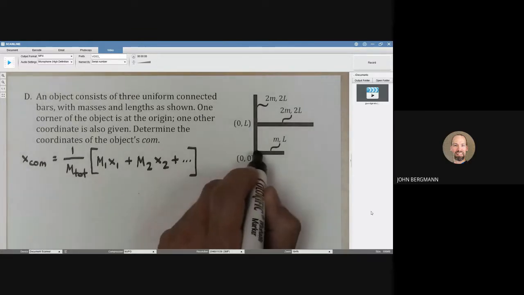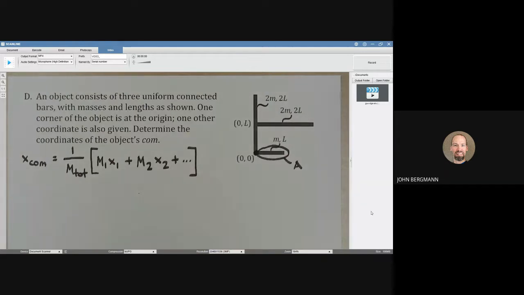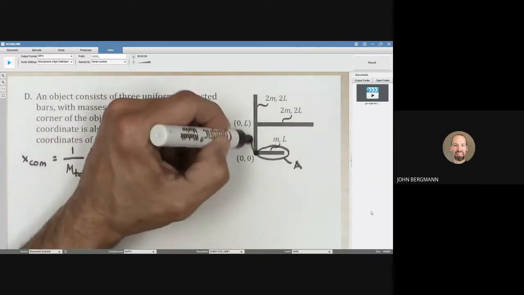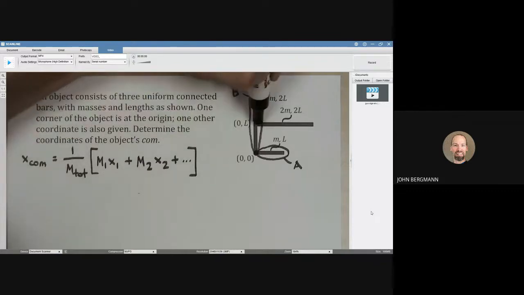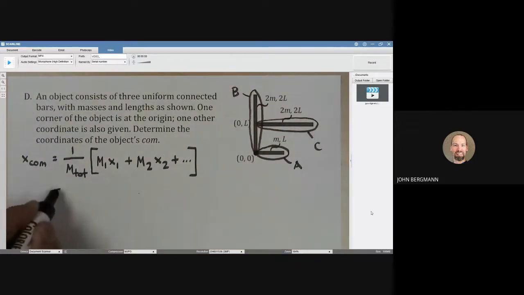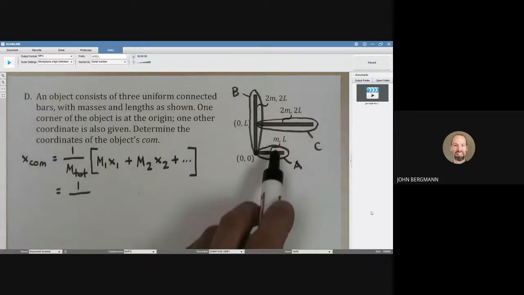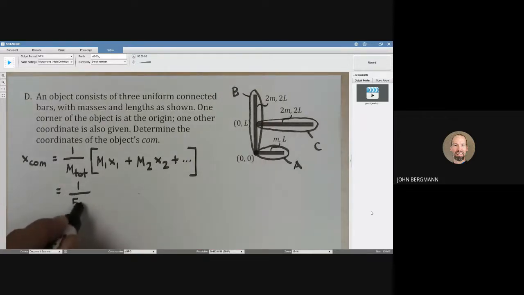Here we have this bit right here. I'll call that part A maybe. And then we got this piece right there. Call that portion B. And then this portion right here, let's call that portion C. So what would the x center of mass be? Well, it's 1 over the total mass. What's the total mass? This one's m, that's 2m, that's 2m, so that's 5 little m.